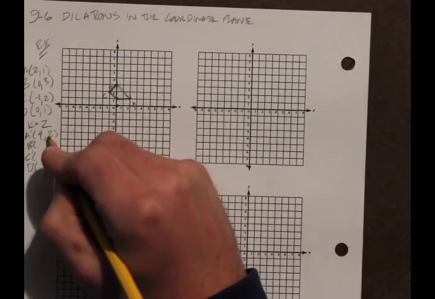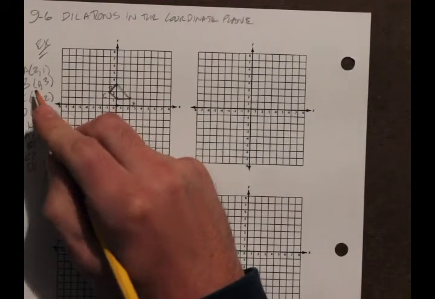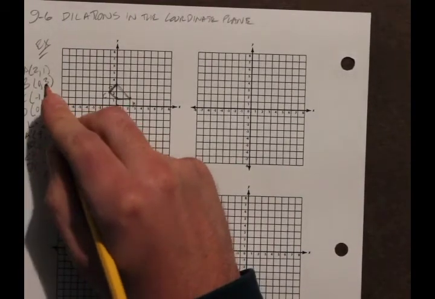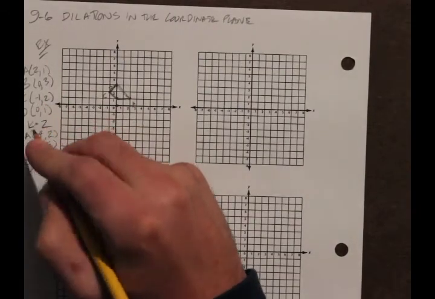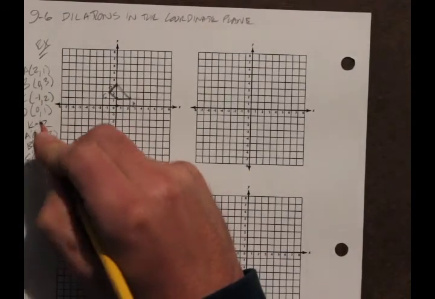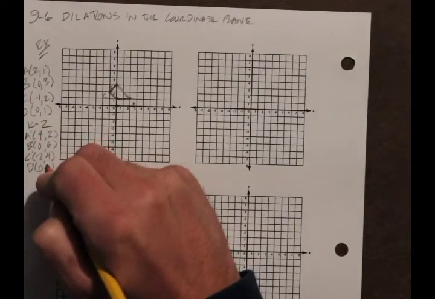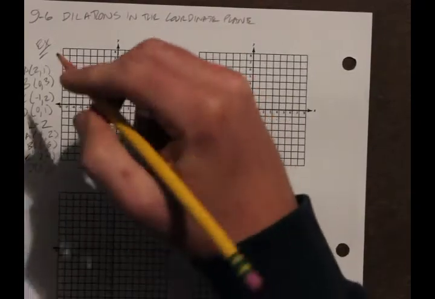So A prime is going to be 4, 2. Let's just do all of these points and then we'll plot them. 0 times 2 is 0. 2 times 3 is 6. And for C, negative 1 times 2 is negative 2. 2 times 2 is 4. And then 0 times 2 is 0. And 1 times 2 is 2. So those are all my points. So now let's plot them.